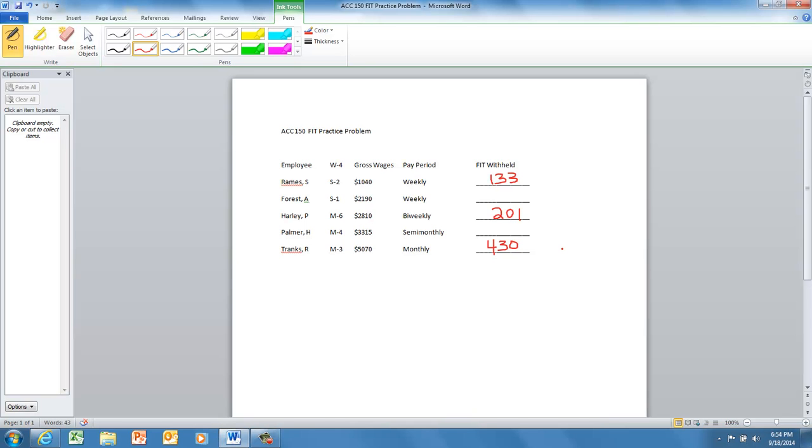So it's fairly simple to use the wage bracket method. We just have to be careful about making sure we're in the correct pay period. We look up the gross wages, especially if it happens to be on 2 different lines like that first one was. We have to have the correct row, and then we carefully go to the correct column, and there's the number.